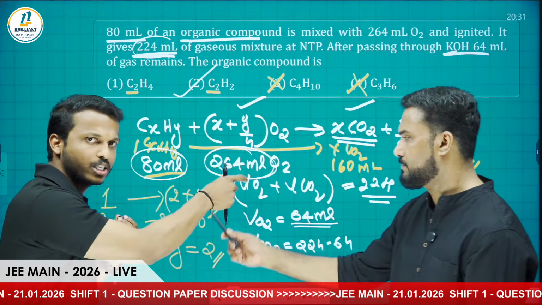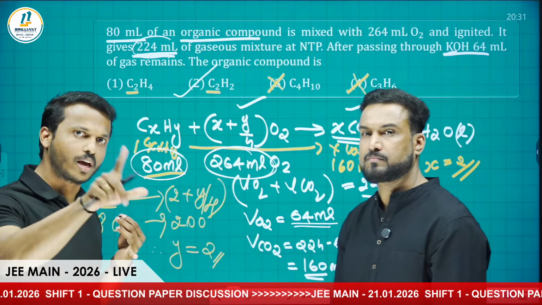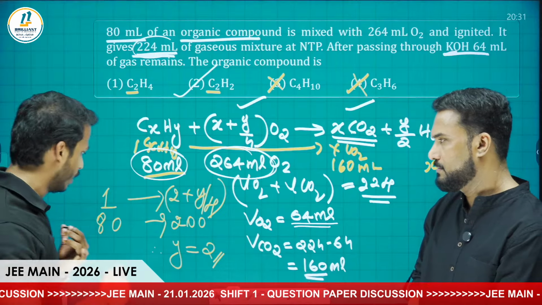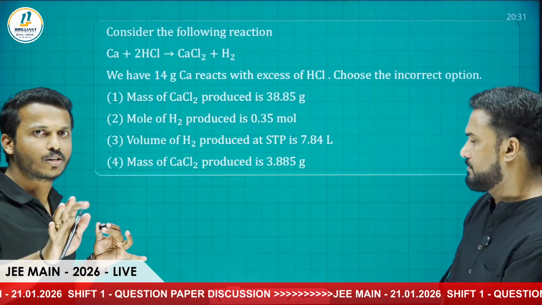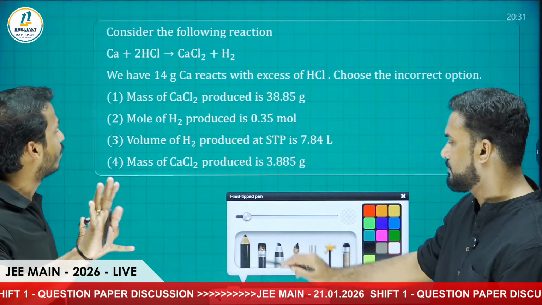So first we get the x value, that we are able to find. Limiting reagent based questions also, these are all repeated areas. So one more question is definitely there. Again from some basics, limiting reagent based questions can be expected.